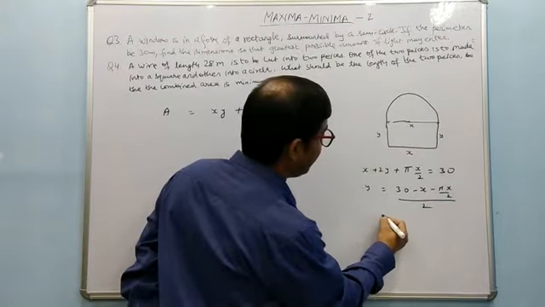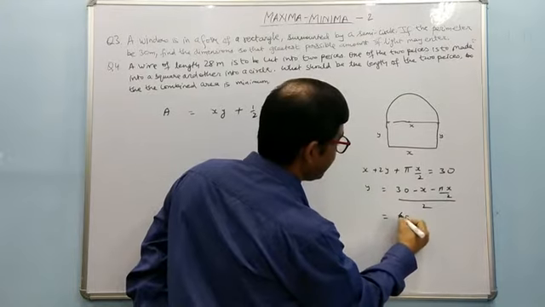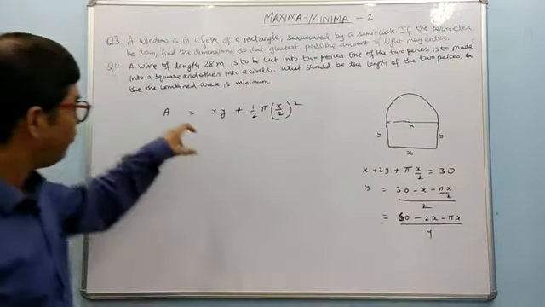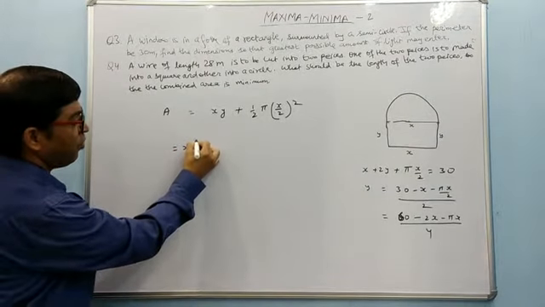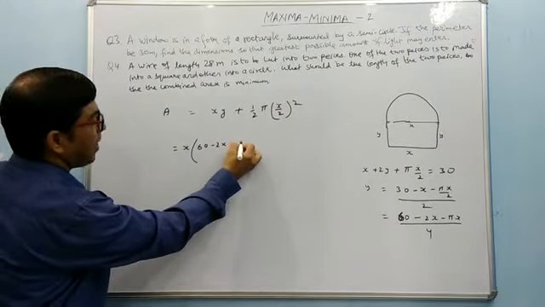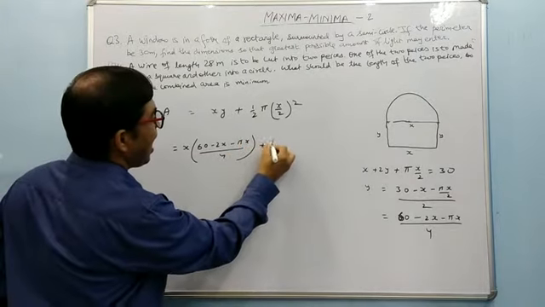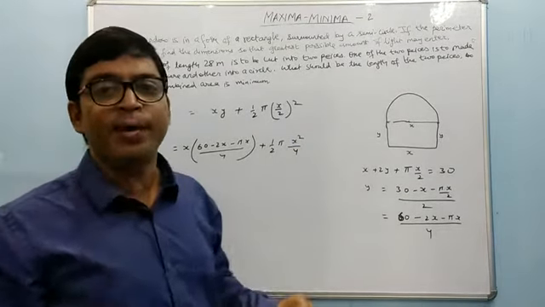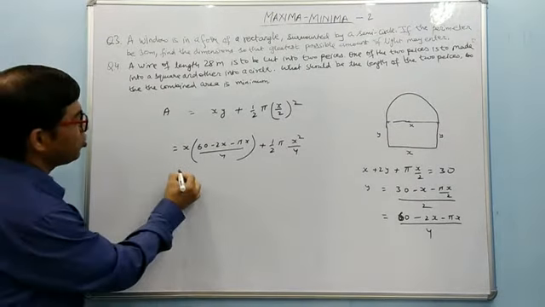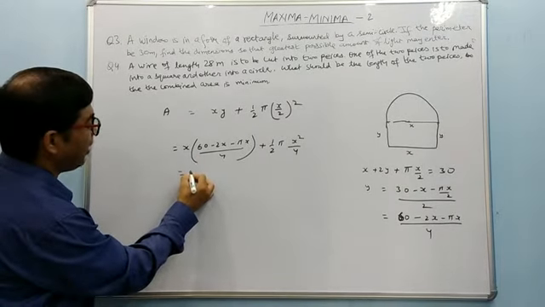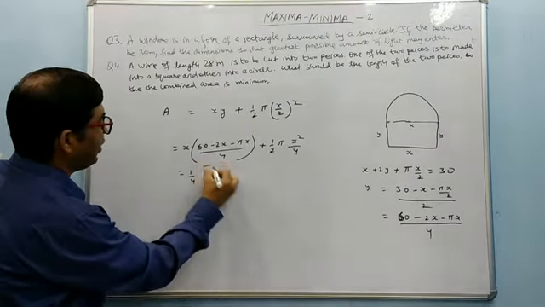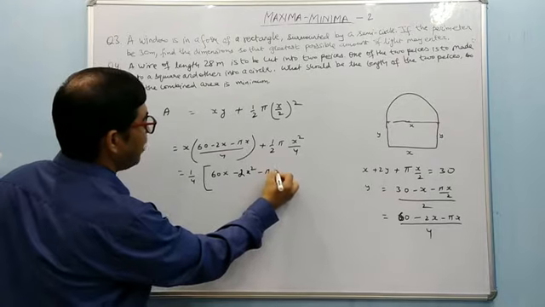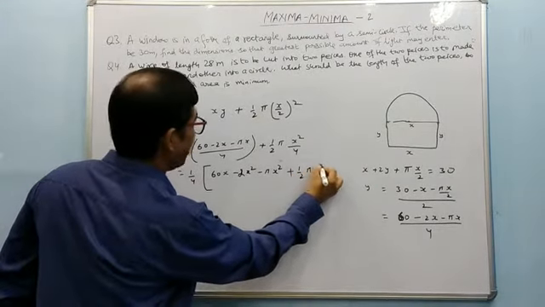A little bit of simplification will give us (60 minus 2x minus pi x) by 4. So y we got, we will put it here. So it is coming out to be x into y, that is x into (60 minus 2x minus pi x) by 4, plus half pi x square by 4. So we got it in terms of the single variable x only. A little bit of simplification I am doing so that differentiation will be easier. So if I take 1 by 4 common throughout, I am left with 60x minus 2x square minus pi x square plus 1 by 2 pi x square, because I have taken 1 by 4 common everywhere.